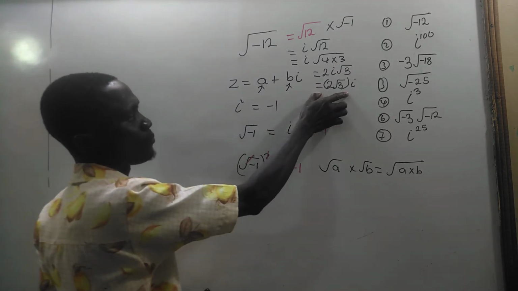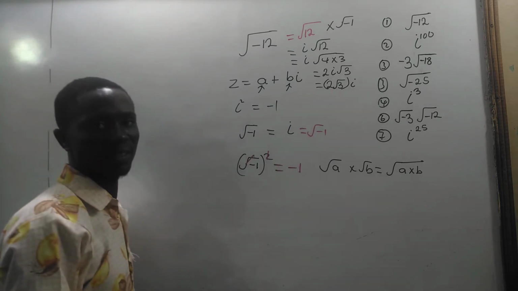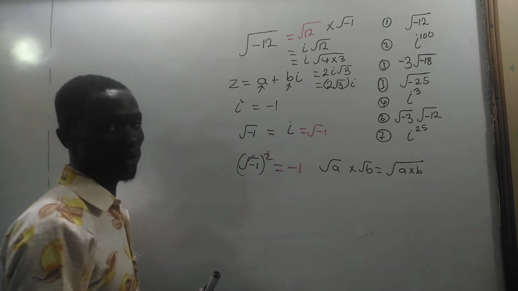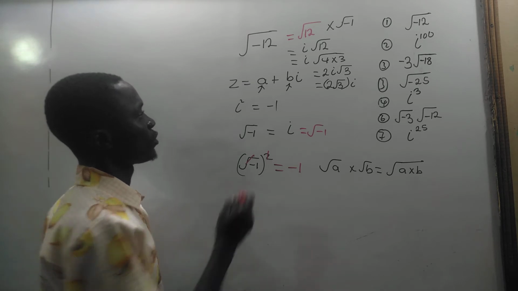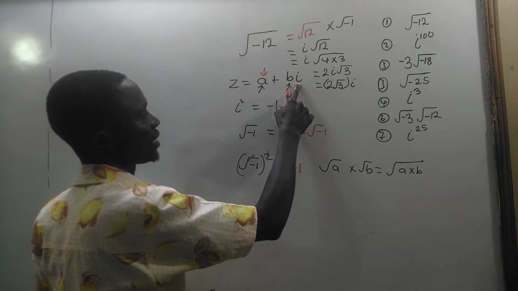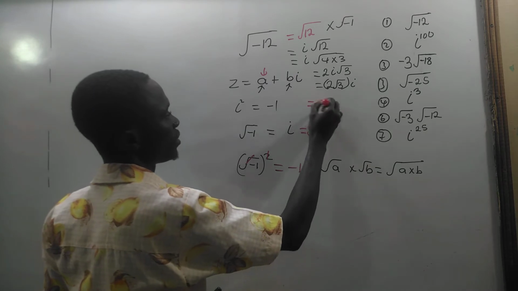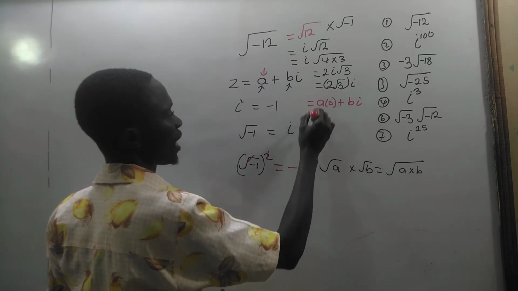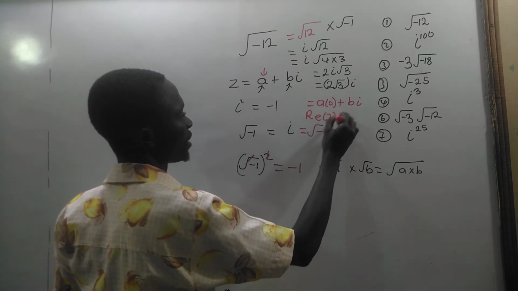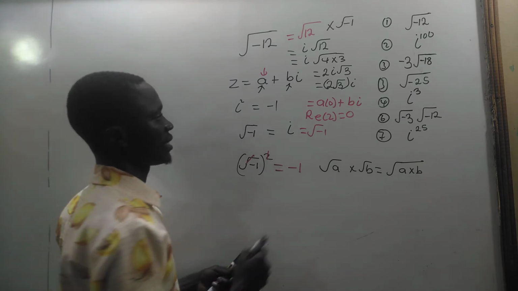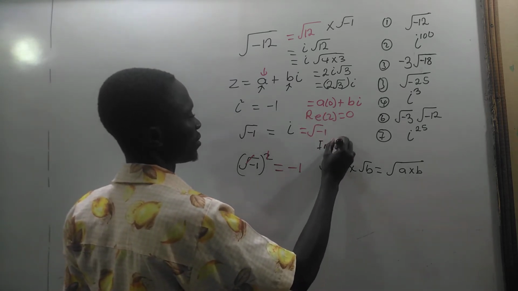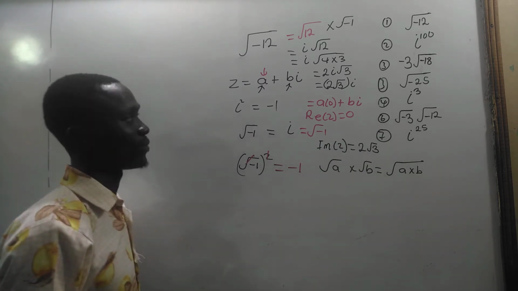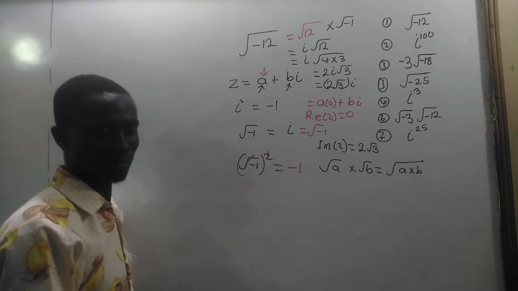So what is the imaginary part of this complex number, and what is the real part of this complex number? The complex number should be written in the form a plus bi, but this one is written in the form a times 0 plus bi. So here the real part of z is equal to 0, and the imaginary part of z is equal to 2 root 3. Very simple as that. Now let's go to the second one.